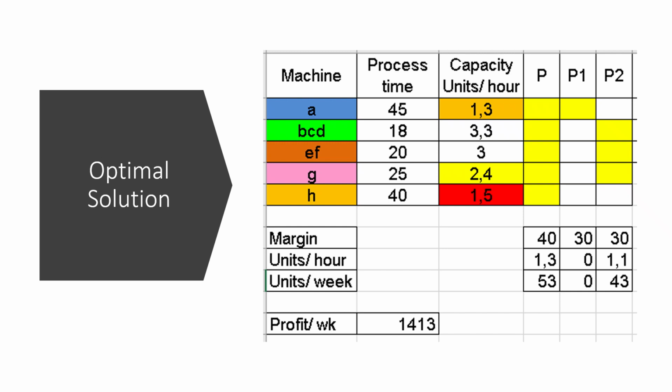We use the remaining capacity of G, which is the next constraint, to produce P2: 43 spares P2 per week. An increase of the bottleneck A capacity from 1 to 1.3 per hour, a 30% increase, has increased our profit from €800 to €1,413, a 77% increase.